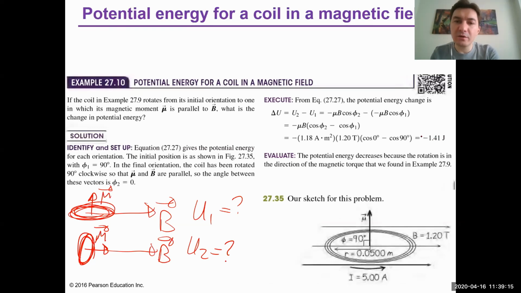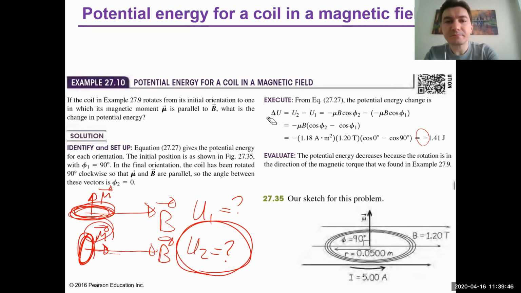So the potential energy decreases because the rotation is in the direction of the magnetic torque. So what we have here is a negative change. So potential energy decreases, okay? So why is it negative? Because it is more minimum here, okay? Energy is more minimum here because due to the torque, this magnetic moment is aligned along the magnetic field as we have discussed. Any question here?